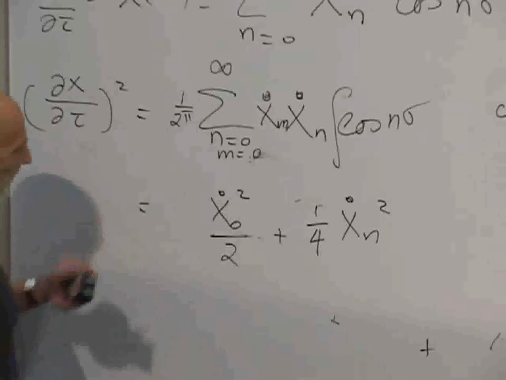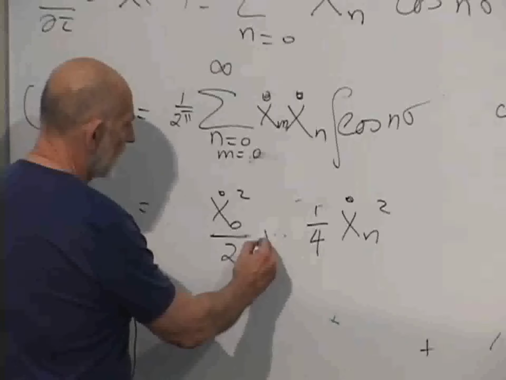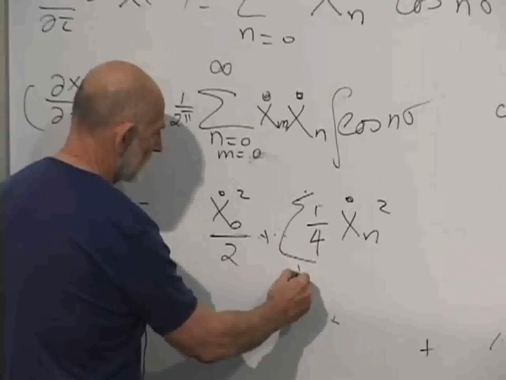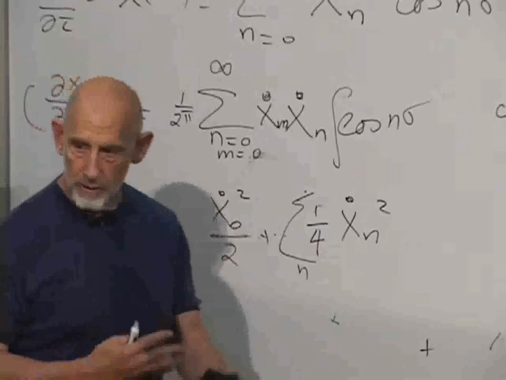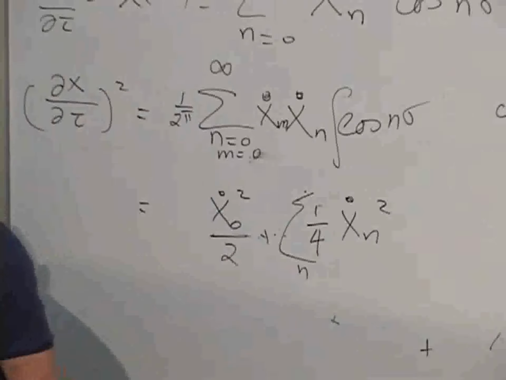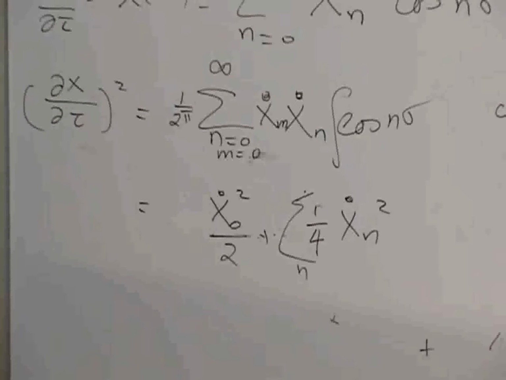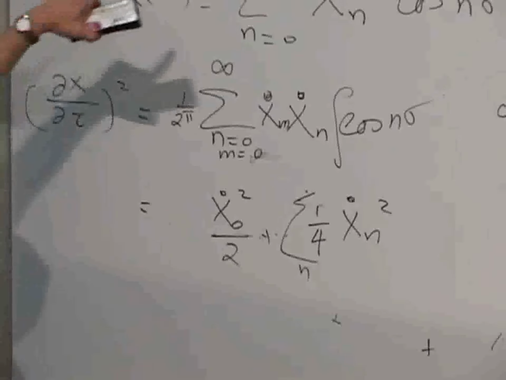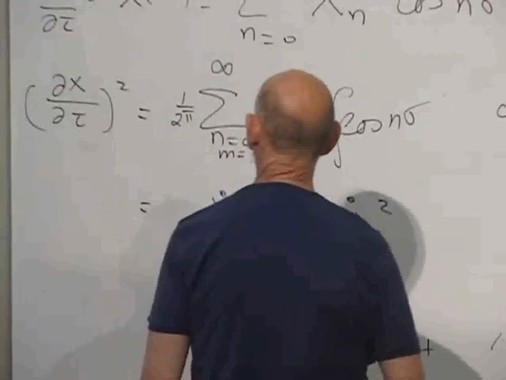Okay, so this is the center of mass, sum. And this here has to do with the internal relative motions of these little constituent elements of the string. Now what about the other term, minus dx by d sigma? Let's work that one out.